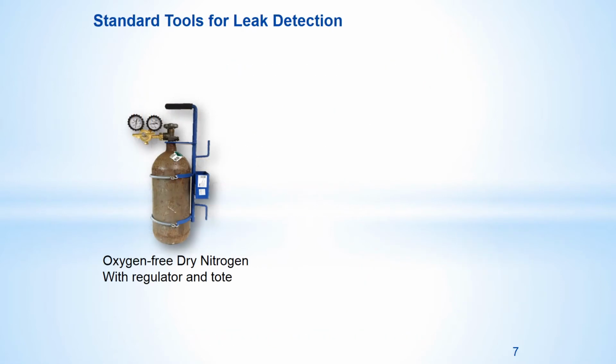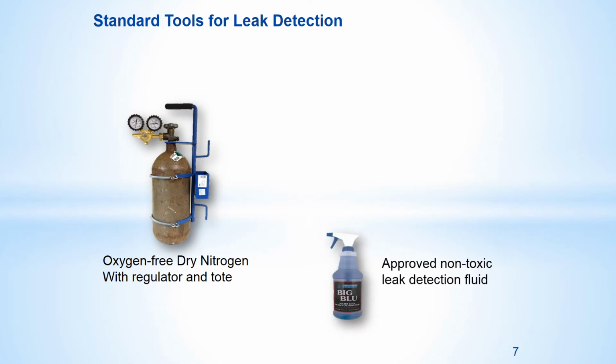In addition to the electronic leak detector and gas trap discussed previously, with proper training, oxygen-free dry nitrogen is used to pressurize the system up to a safe and effective level of pressure once the refrigerant is recovered. Then the non-toxic leak detection fluid is used to locate a leak. General purpose soap solution is not recommended. Safety guidelines are referenced throughout the procedure steps.